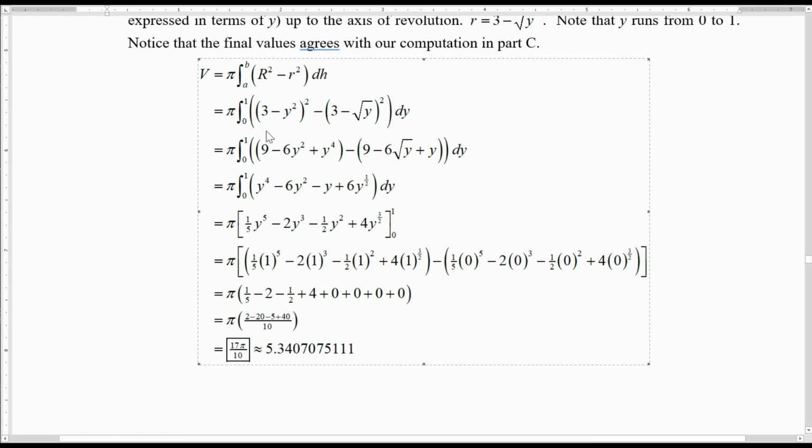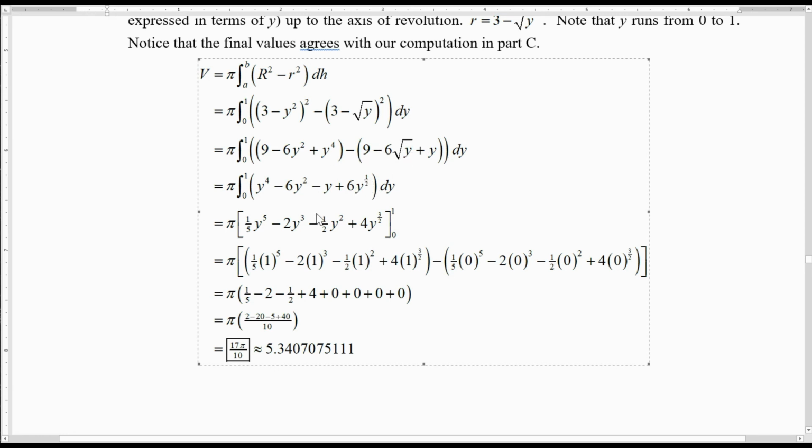And now we do a little algebra here. So square this, we get 9. Square that, we get y to the fourth. Multiply and double for the middle term of negative 6y squared. Similarly, square the first is 9. Square the last is positive y. Multiply and double is negative 6 square root of y. Distribute the minus, combine like terms. The 9 and the minus 9 cancel. We get a minus 6y squared, plus y to the fourth, which I put here. Plus 6y to the 1/2, which is one way to write that, and then minus y, which I wrote there.